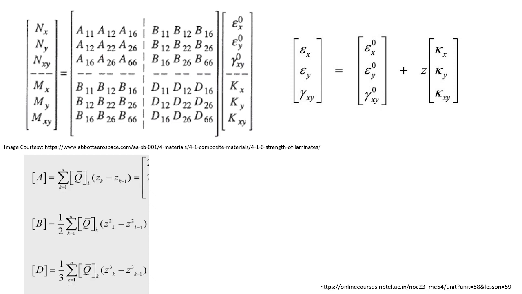As you can see here, for the A matrix we need to do the summation of the reduced stiffness matrix of all the laminas, and we have to subtract the positions of that lamina.